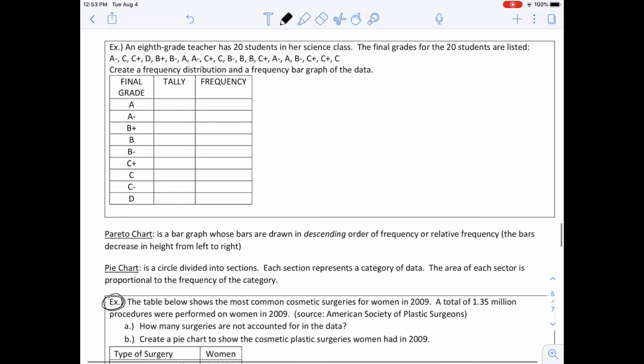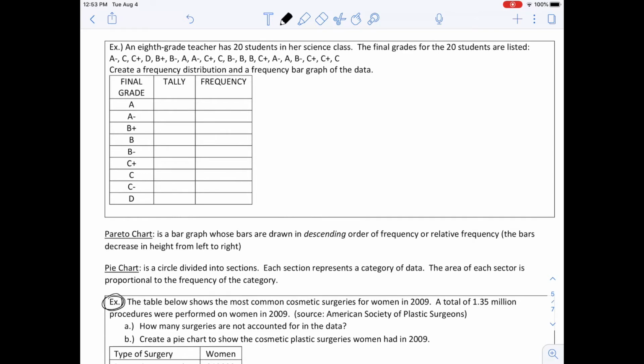So the next example that we have says an 8th grade teacher has 20 students in her science class. The final grades for those 20 students are listed. And it says create a frequency distribution. On this problem, there is a tally column there. Some students like to use this. It kind of allows them to tally things up, makes it easier to count, make sure they didn't miss anybody.